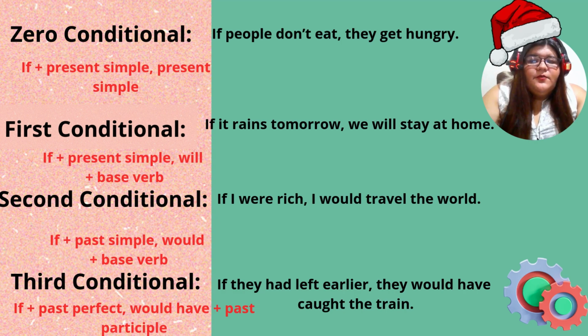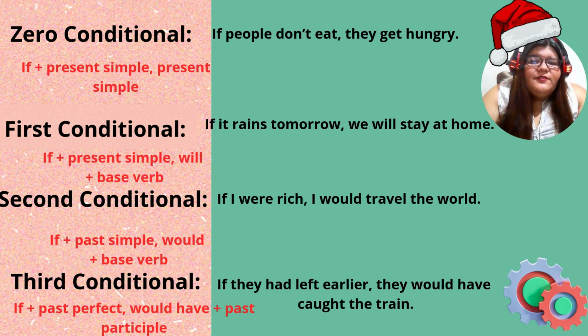So, for example, we have the zero conditional. Do you remember the structure? And if you don't, I recommend you watch my mini series on every conditional that I made on this YouTube channel. But let's begin with the zero conditional to give you a refresher, right? We will use if plus the present simple, and the present simple. For example, if people don't eat, they get hungry.